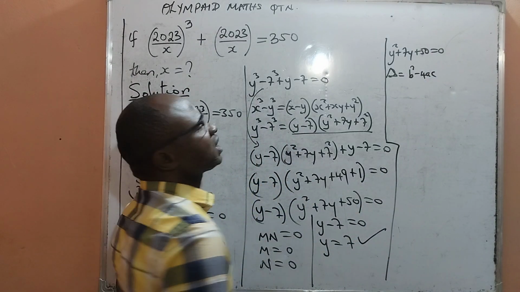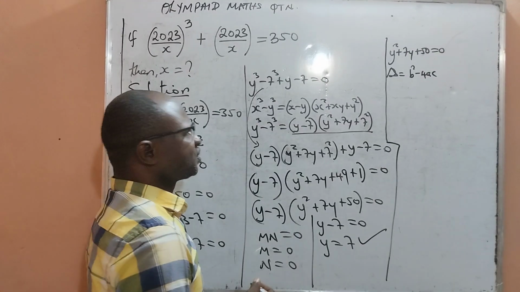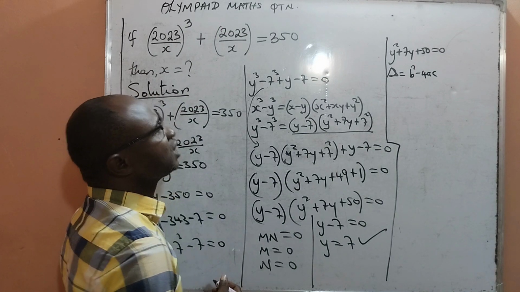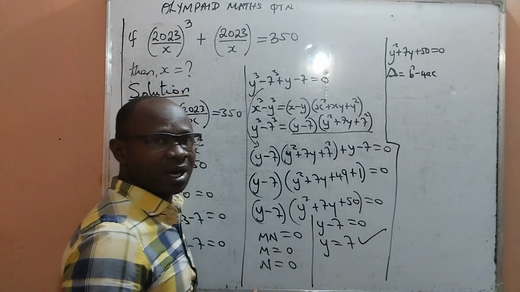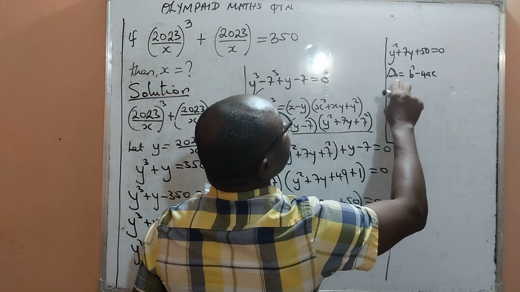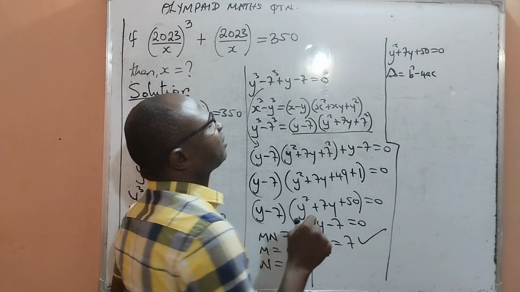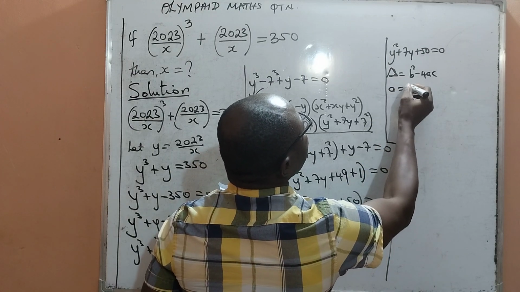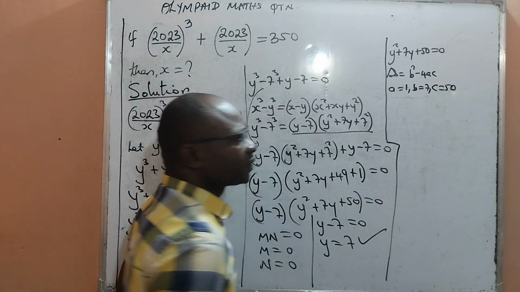If it is less than 0, then it will be a complex root. If it is greater than 0, then it will be a real root. If it's equal to 0, it will still give us a real root. So we want to find out if the discriminant will be less than 0. Therefore, if the discriminant is negative, that will make it a complex root. Now, here a is equal to 1, b is equal to 7, and c is equal to 50.